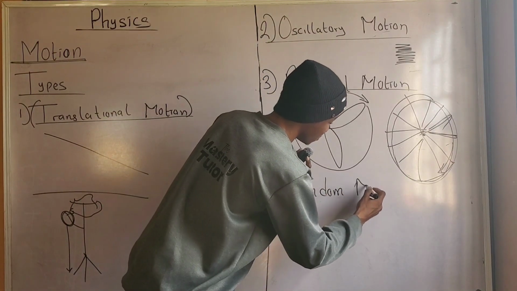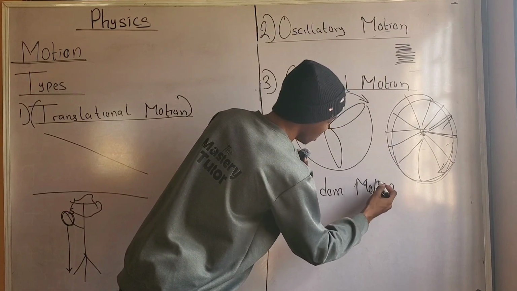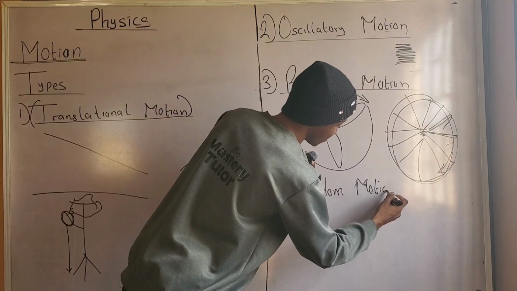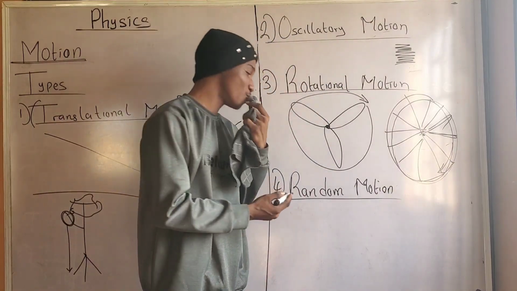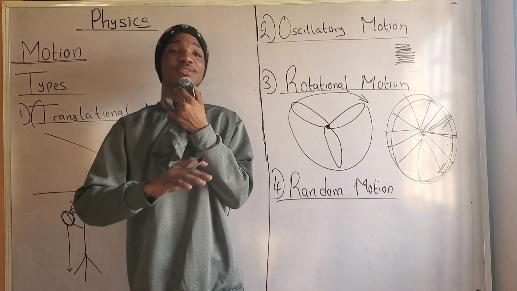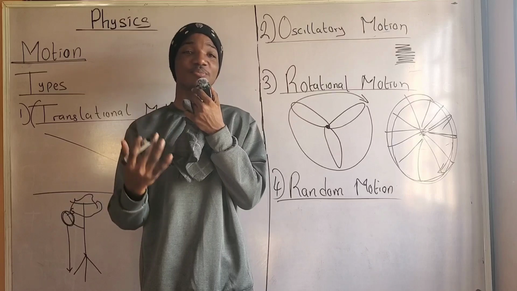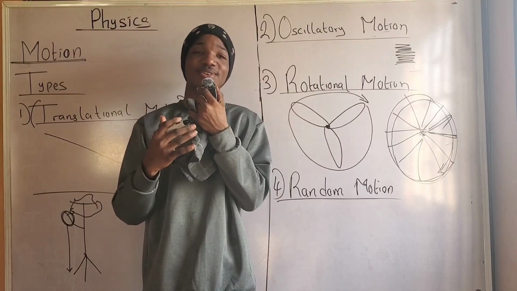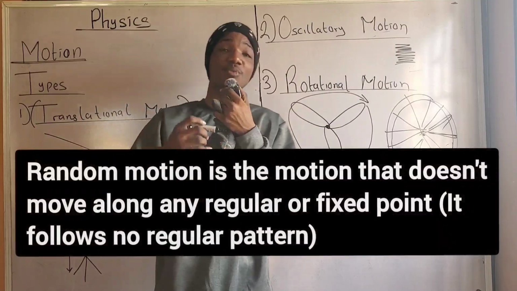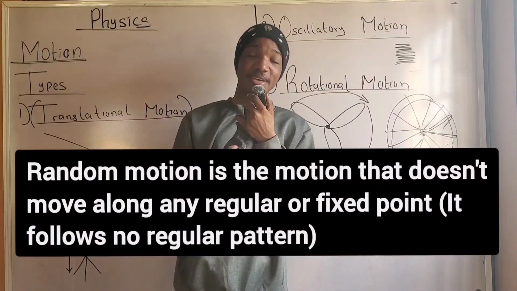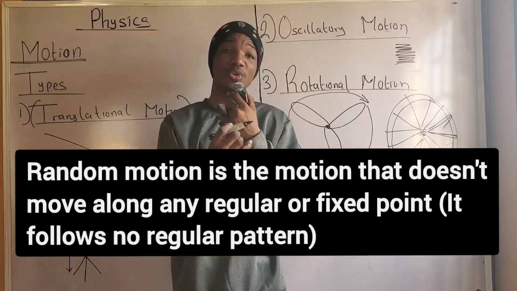Random motion. Okay. Now, this type of motion is a motion that doesn't follow a regular pattern. When you have an object moving in a random motion, the motion of that object or body doesn't follow a regular pattern. A typical example is the motion of a bee. The motion of a bee is random motion, because it doesn't follow a regular pattern.